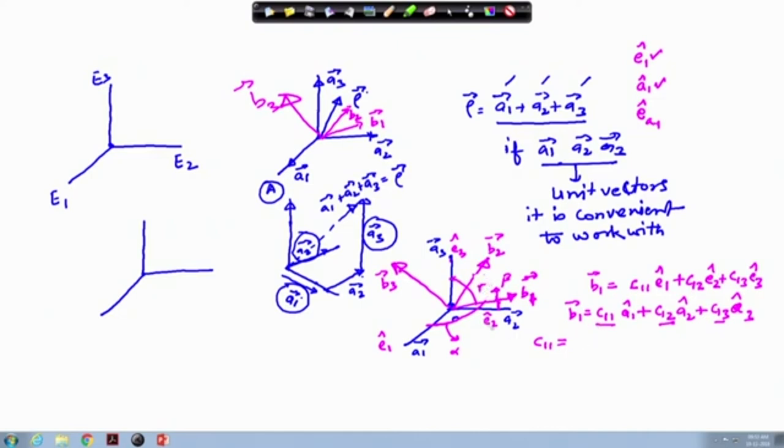So, you can say that if this is the B1 vector and the B1 vector magnitude is B1. Okay. So, here you will have C11 equal to B1 cos alpha1. Now, you will tag this as alpha1, beta1, and this as gamma1, because now we have three vectors here. Okay. So, B1 cos alpha1 times E1 cap plus B1 cos beta1 times E2 cap plus B1 cos gamma1 times E3 cap. So, you can see what C11, C12 and C13 in this vector represent.